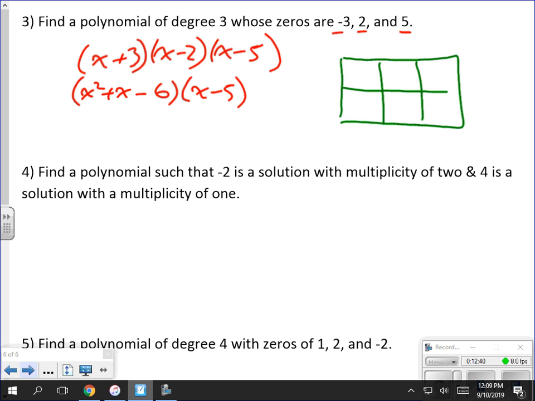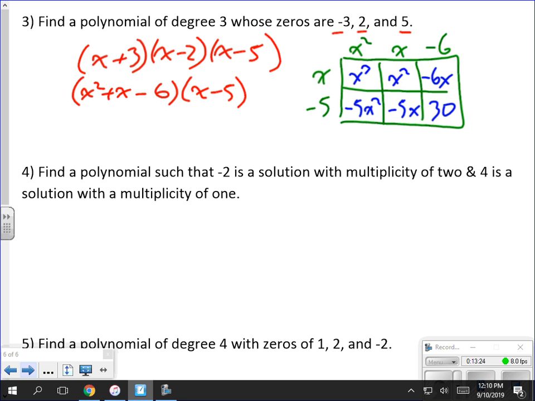You take these terms that are in the trinomial and write them on top: x squared, x, negative 6. Take the other one, which is a binomial, and write those 2 terms down the side: x and minus 5. And then you fill in the boxes like a multiplication chart. x times x squared is x cubed. x times x is x squared. x times negative 6, negative 6x. Negative 5 times x squared, negative 5x squared. Negative 5 times x, negative 5x. Negative 5 times negative 6 is 30.